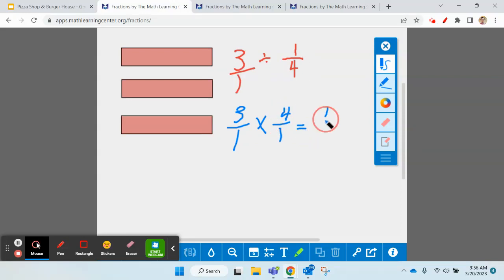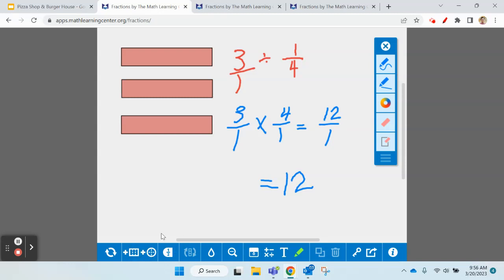So instead of 1/4, it becomes 4/1. When we multiply across, we get 12/1, and all whole numbers can go over 1. So this is really the same thing as whole number 12. And we can see this in our picture, because if I divided each one of my cheeses into fourths, like that, it makes 1, 2, 3, 4, 5, 6, 7, 8, 9, 10, 11, and 12 burgers.